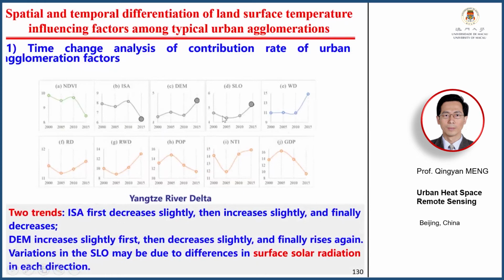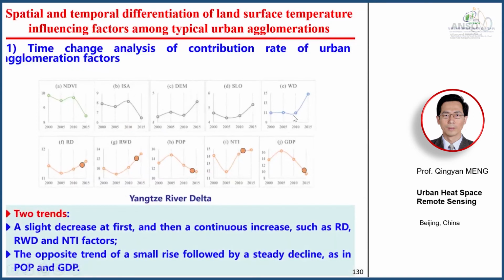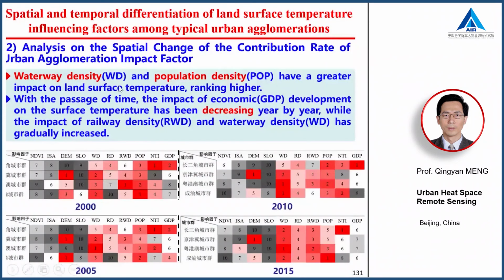And the slope may be due to the difference in the surface solar radiation in each direction. Also, the wetness, the water density, and the road density, and so on, have their own change characteristics. The water density and population density have a great impact on the land surface temperature, ranking very high. With the passage of time, the impact of the GDP development on the surface temperature has been decreasing year by year, while the impact of the road density and the water density has gradually increased.